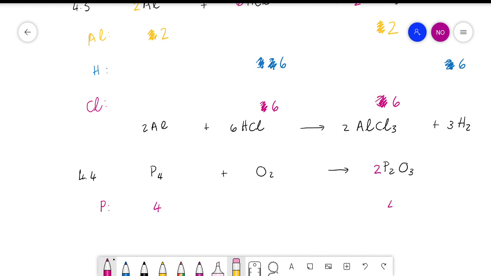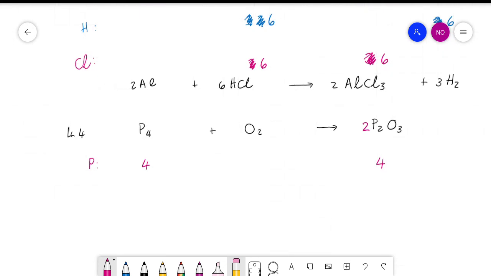Now I have 4. Okay, now the oxygens. How many do I have before? Only 2. Good job. How many do I have after? 6. How did you get to 6? Yes, because in the box, how many oxygens do we have? 3, right? In a molecule, we have 3. But how many of the molecules do we have? 2, right? So 3 in the one, 3 in the other one. So how many do we have in total?